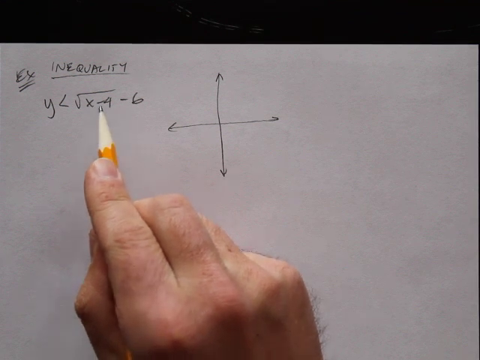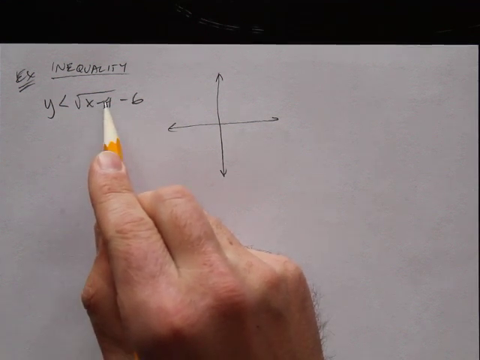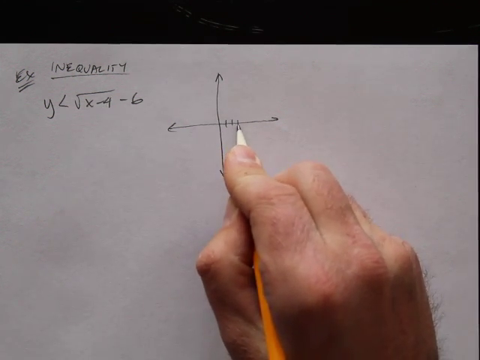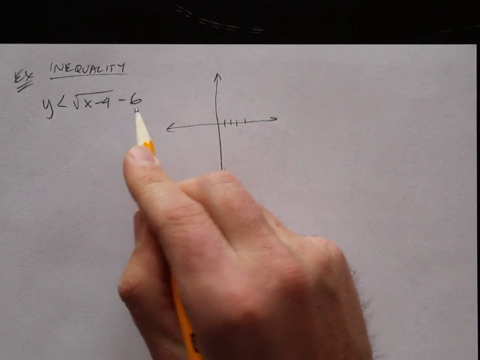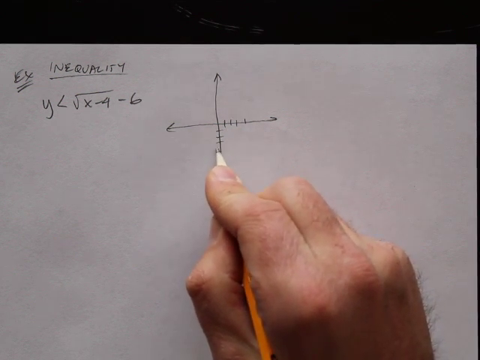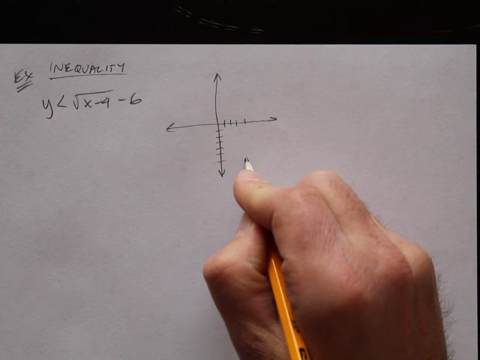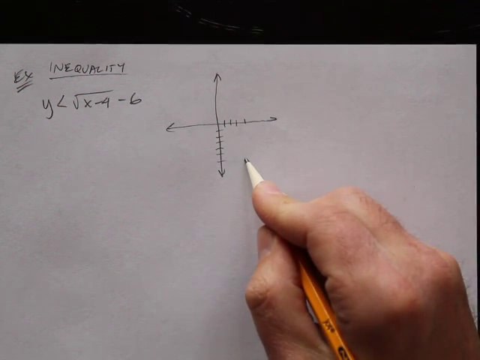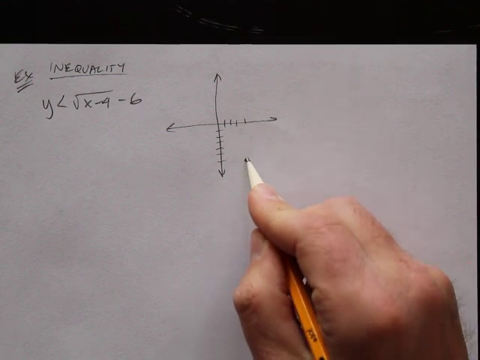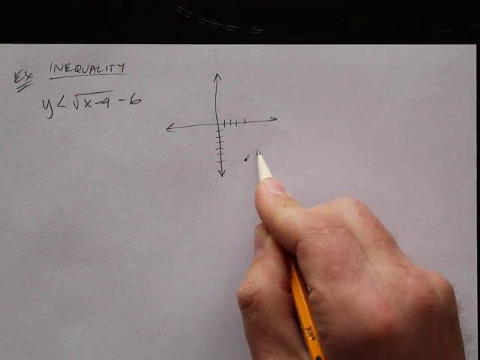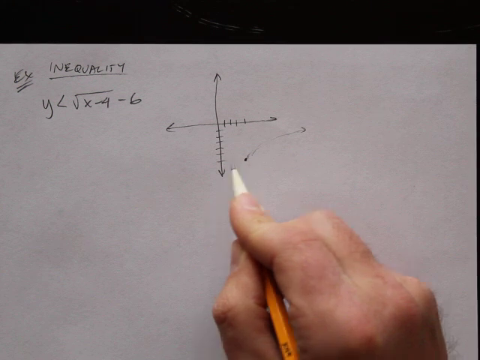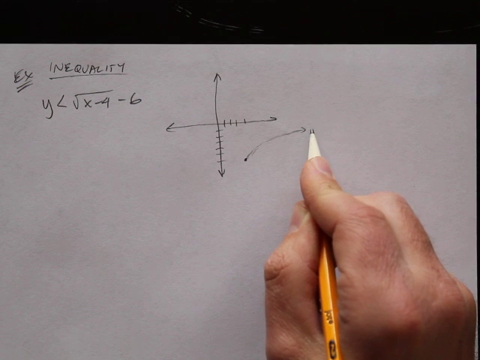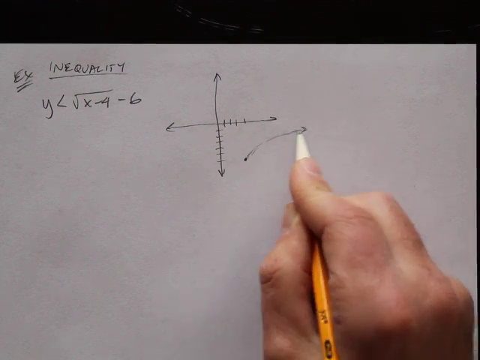I know I'm going to go to the right 4, and I'm going to go down 6. That's my starting point there. And my, not parabola, my root function is going to look something like this. So if I were to find 3 points here, it would make my root function look something like this.